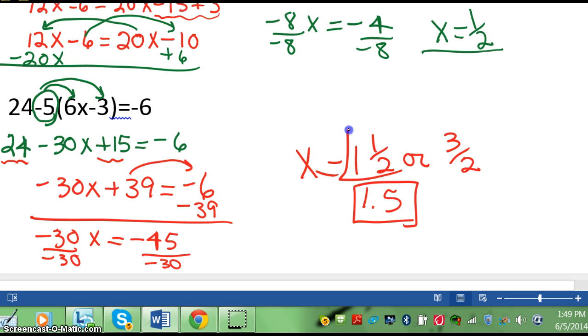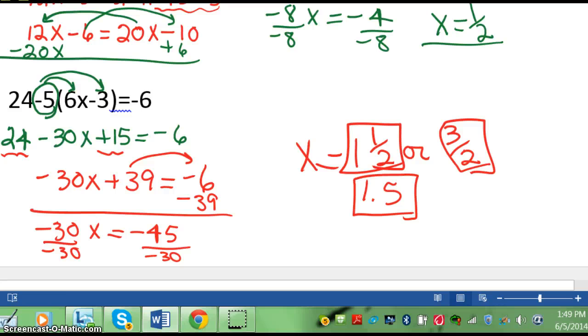If they want a mixed numeral, they'll write 1 1/2. If they want an improper fraction, they'll write 3/2. So make sure you read, see which one they want. Okay, this takes you to the end of Chapter 7, Section 3. Basically, it's the distributive property, distributing out everything and then solving your equation.